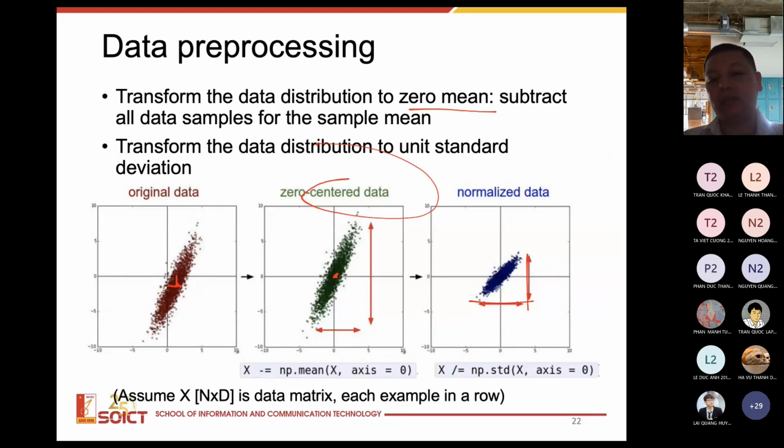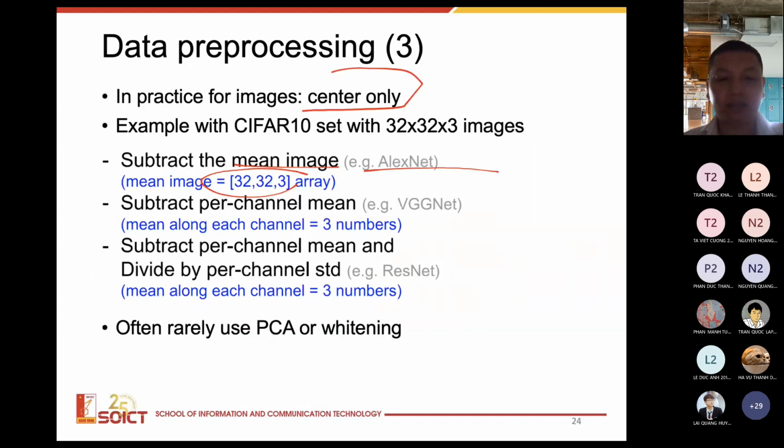So now you have normalized data, and this is a mechanism used in the ResNet architecture.